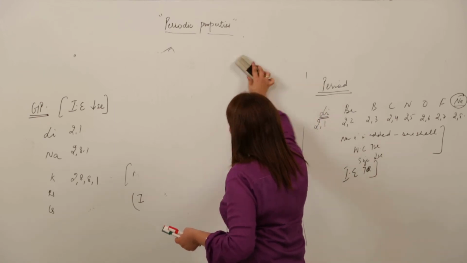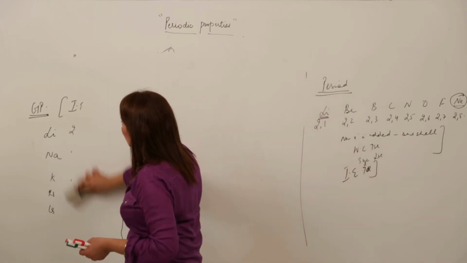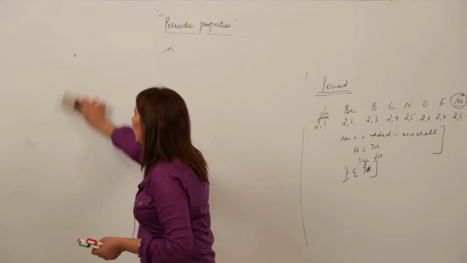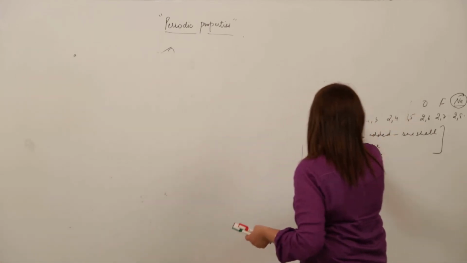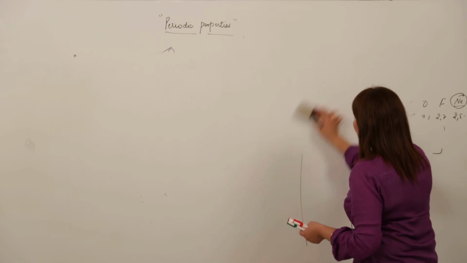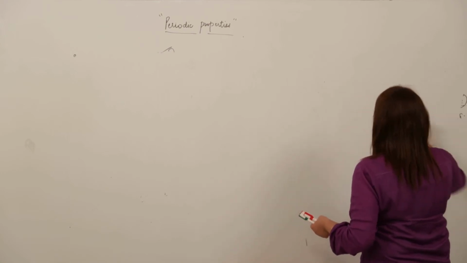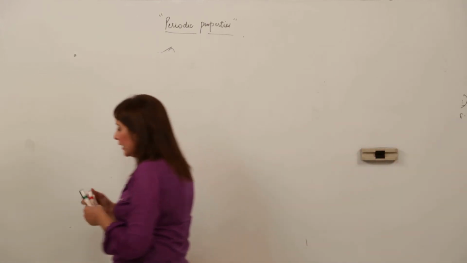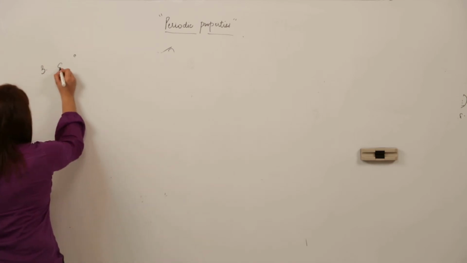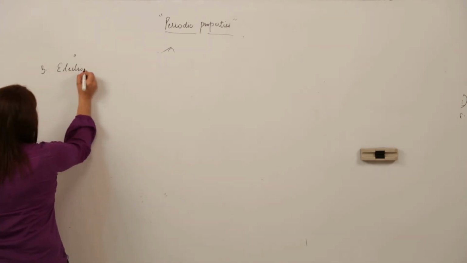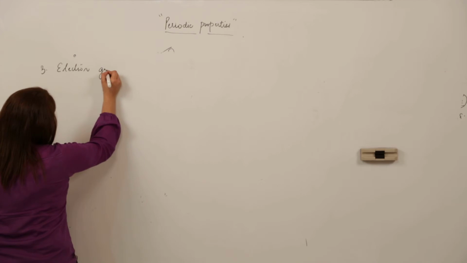Electron affinity can also be called electron gain enthalpy. Whichever word you use for it, it means one and the same. So we are going to study the third property, that is the electron gain enthalpy, or you can say electron affinity.